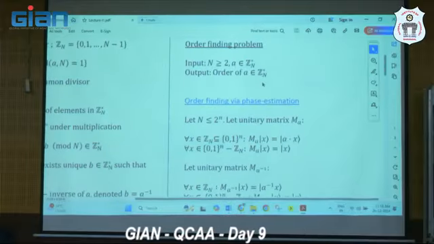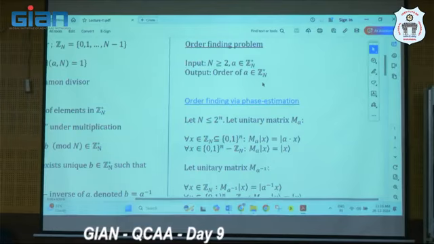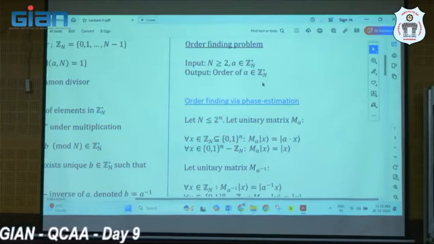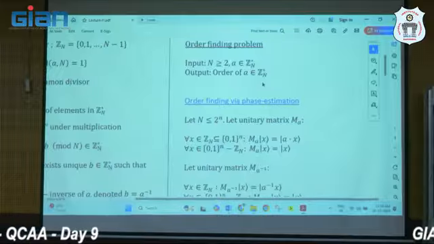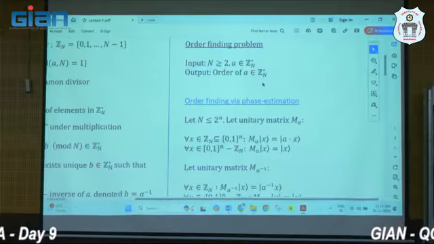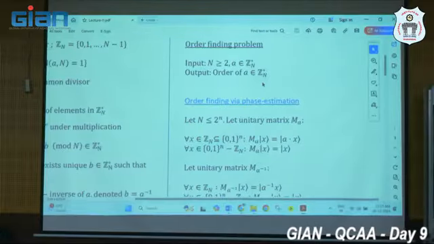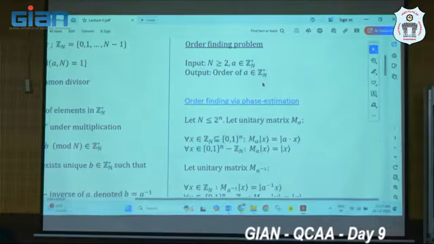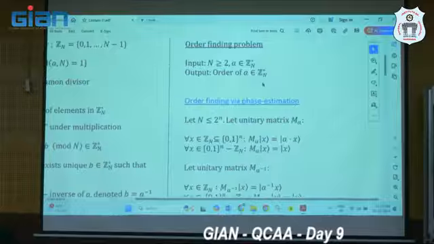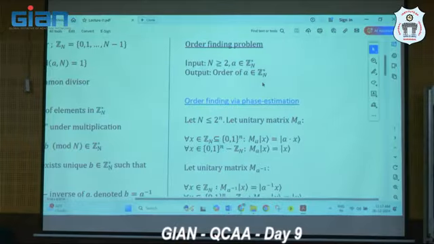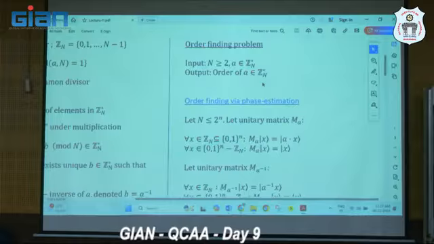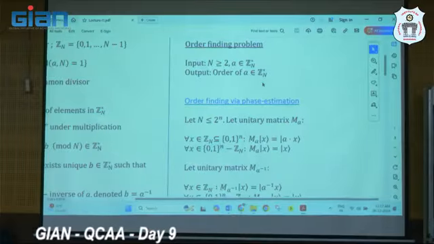Now, what is the order finding problem? The order finding problem is: we are given n and a and we want to know the order of a in Z star n. Correct? That is the order finding problem. Okay. Now how are we going to do order finding via phase estimation? How will we try to do order finding via phase estimation?